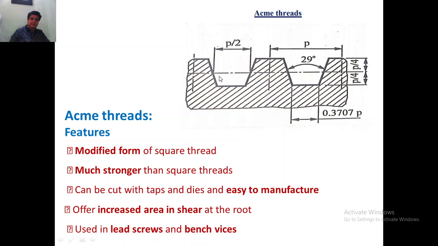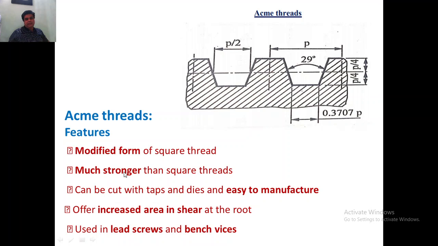Coming to acme threads, as I told you, the flanks or faces are not perpendicular to the axis, they are slightly inclined, and the included angle is 29 degrees between the two flanks or faces of the thread. So it is a modified form. You can see it's a slightly modified version of the square thread, and compared to the square thread it is stronger.